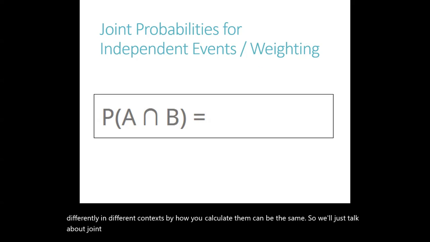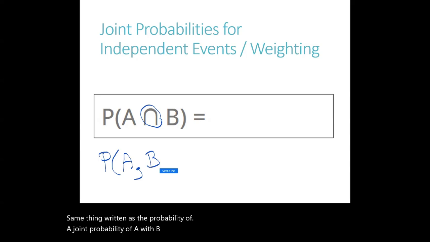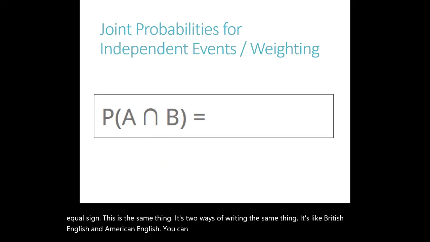And you may have seen, right, so this is the intersection symbol. You may have seen the same thing written as the joint probability of A with B with a comma. And that's the same thing. There's a little equal sign. This is the same thing. It's two ways of writing the same thing. It's like British English and American English. You can spell the same word in different ways.